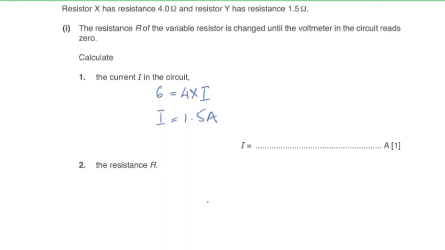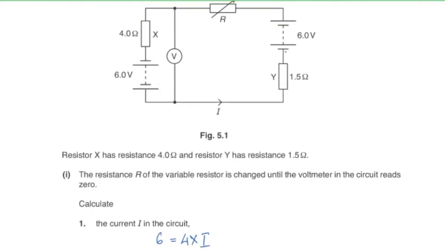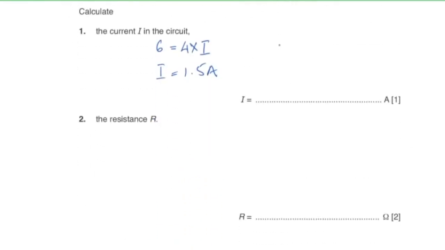Now the resistance R. When batteries have their positive and negative terminals facing each other, the total EMF of the circuit is going to be the sum of their individual EMFs, which is 6 plus 6, that is 12 volts. Now applying Kirchhoff's second law, the sum of EMF, which is 12 volts, is going to be the sum of all the PDs across each of the components.